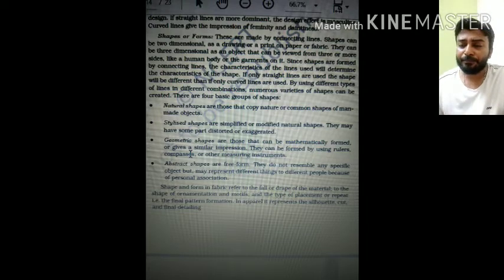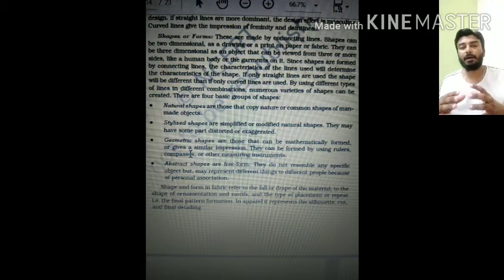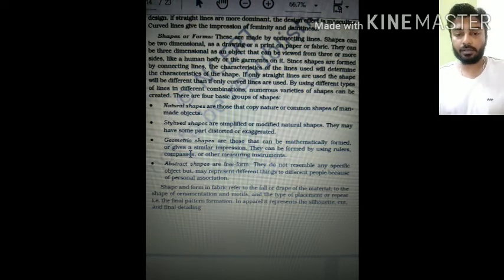They may have some part distorted or exaggerated. So since it is stylish, some part may be exaggerated or can be made different with the help of these lines. Now number three is the geometric. So geometric, you can easily guess, different kinds of geometric shapes are applied in those, like the triangle or rectangle, square, cylinder, sphere or whatever are used.